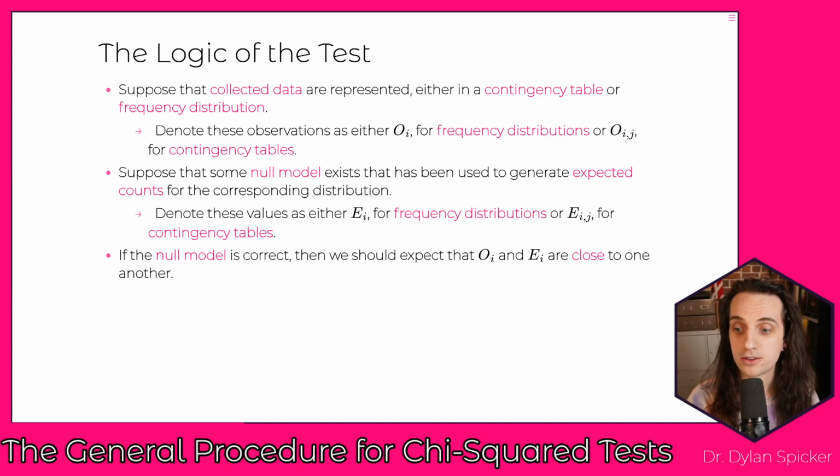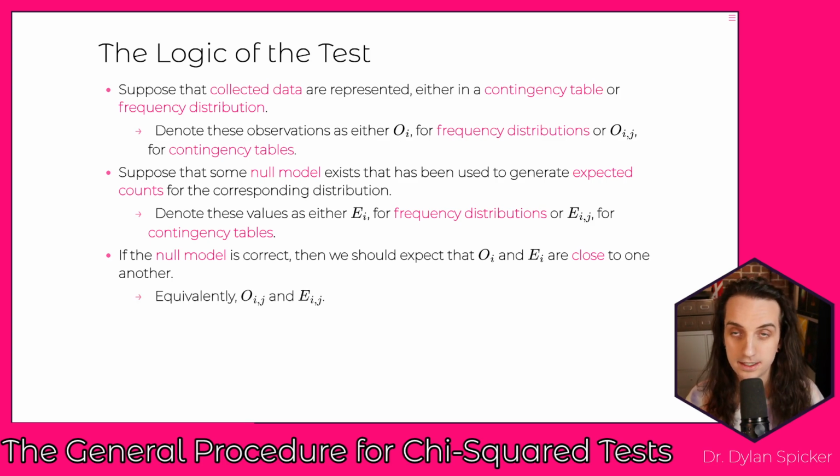Now, if the null model is correct, then what we should expect is that O_i and E_i are going to be close to each other. If the assumption that you're making about the data that generates those expected values is actually correct, then we should observe something that is close to the expected value, at least on average. We can, of course, say the same thing if we're talking about our contingency table. So O_ij should be close to E_ij.